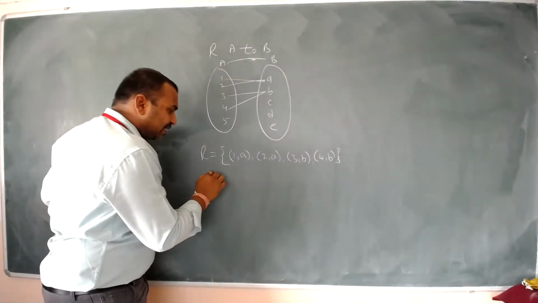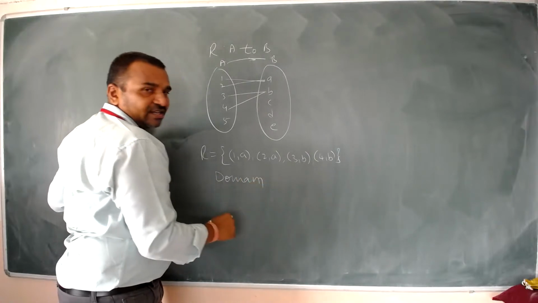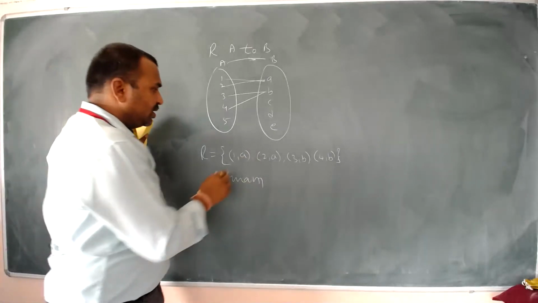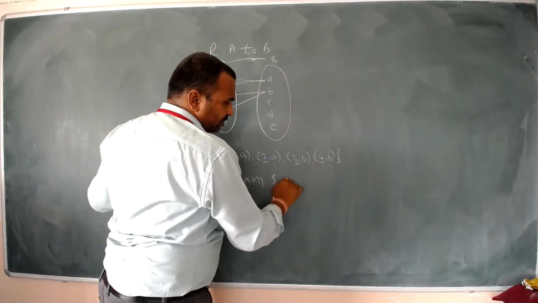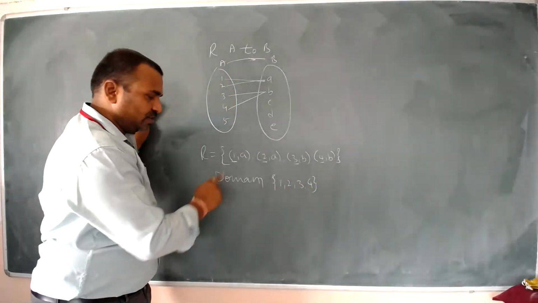In that relation, we will calculate domain. What is the definition of domain? Set of all first elements of the ordered pairs in the relation. What are the first elements? 1, 2, 3, 4. This is domain.